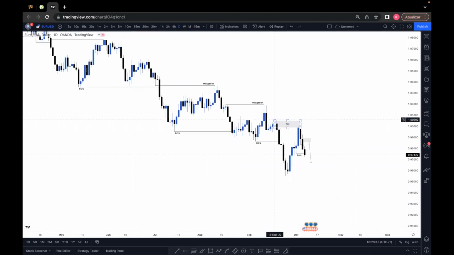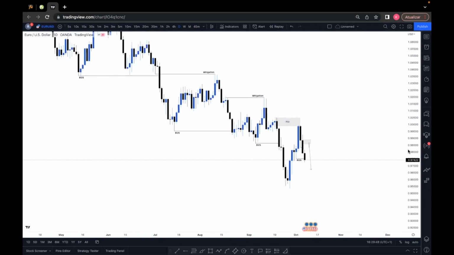Actually, this was the level that I did analysis on in the previous market outlook video. We were looking to see some sort of a reaction at this daily POI, which was above 50% of this range low and high. So price just came here, and I remember recommending to look for some sort of a 1 hour change of character.